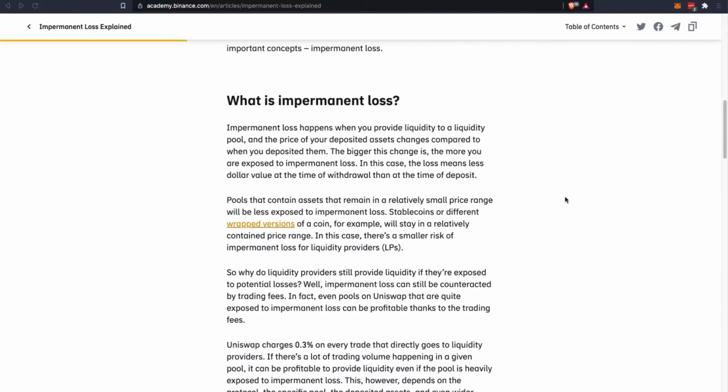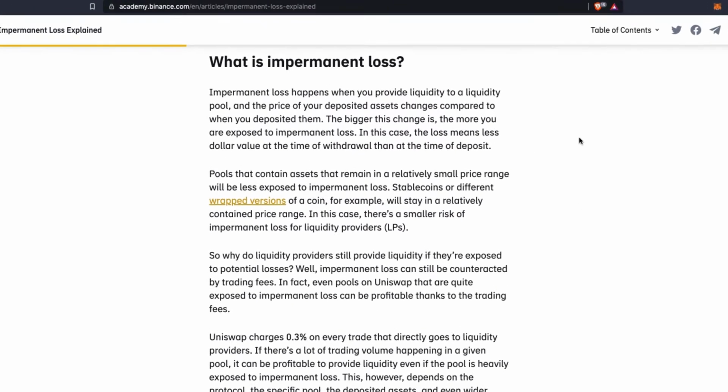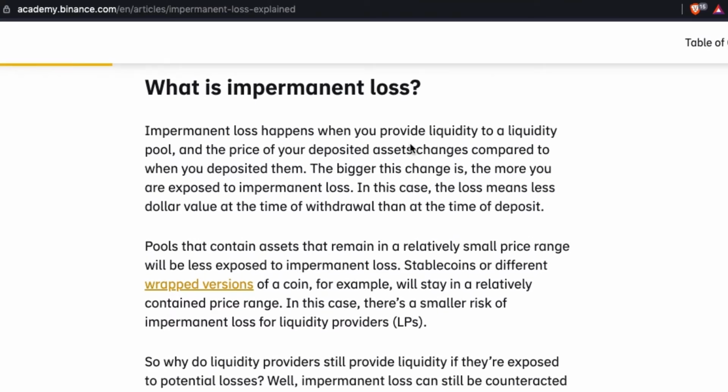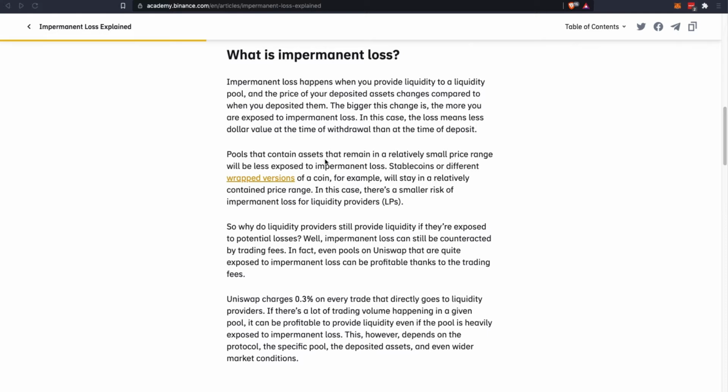And this is especially important for you to note, because when you provide liquidity to a liquidity pool, the price of your deposited assets will change compared to when you first initially deposited them in. To put it simply, the bigger this change is, the more you are exposed to impermanent loss. And the loss will mean less dollar value at the time of withdrawal than at the time of deposit. And they mentioned that pools that contain assets that remain in a relatively small price range will be less exposed to impermanent loss.